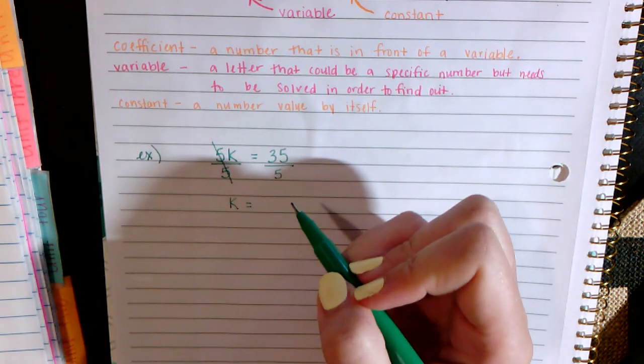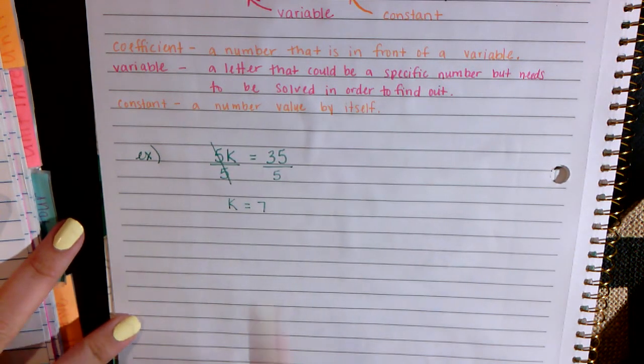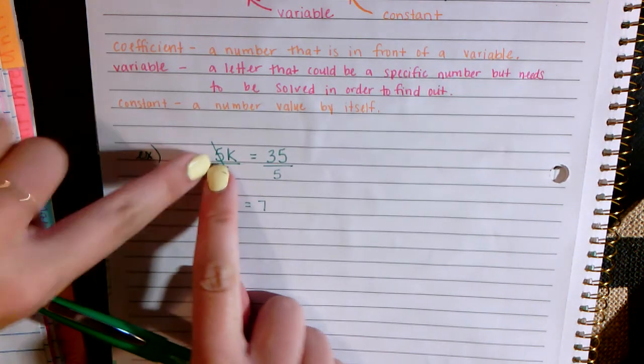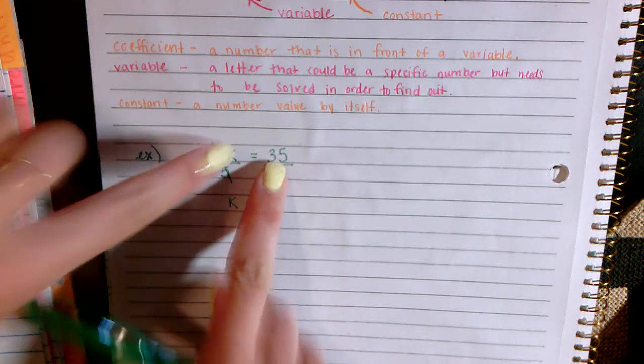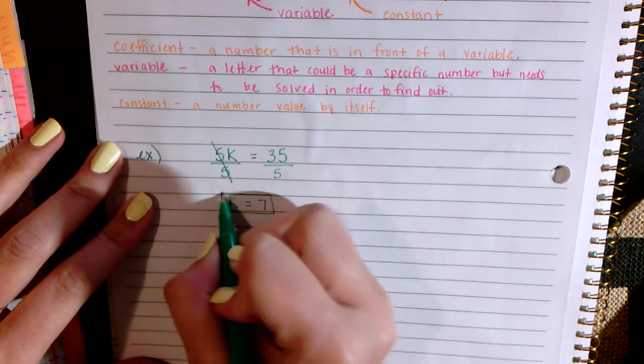And 35 divided by 5 is 7. If you were to plug this back into this equation, is 5 times 7 35? Yes. And so that's how you can double check your work, always by plugging your answers back in.